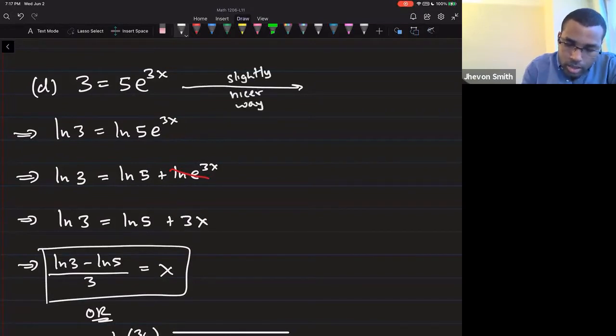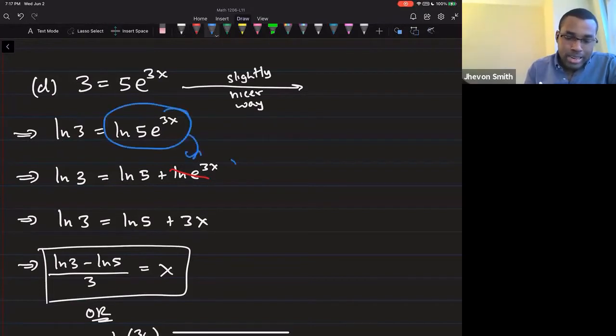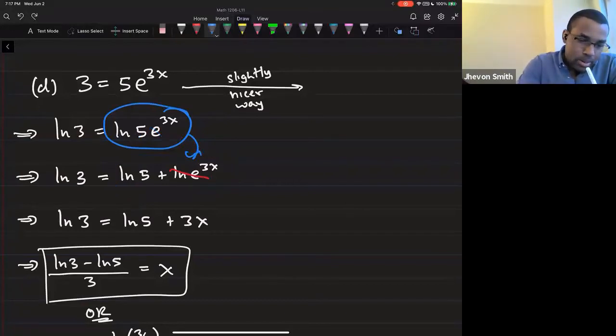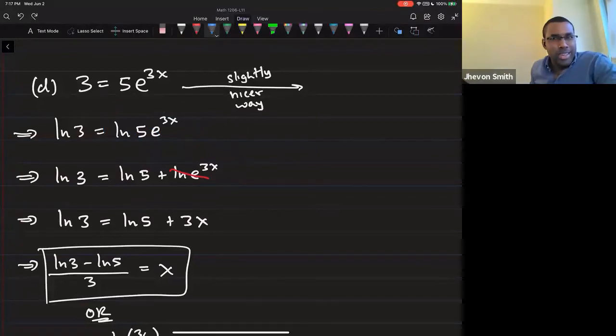Here's a slightly nicer way. That is actually correct, but I can tell you from experience, there are a lot of students who would go from this line and not get to that line. They'd mess that up. They would do something like cancel the ln and the e right away, and they would get 5 times 3x or something because they're not paying attention to the rules. So I'm glad that you did that, but for the average student, I think it's kind of risky doing it this way.